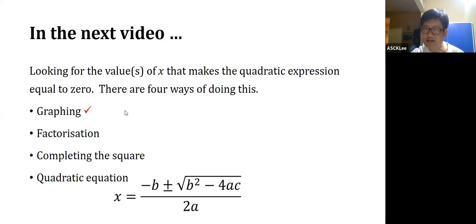Okay, so in the next webinar, not next video, next webinar, what I'll be doing is factorization. In the third one, we'll talk about completing the square. The fourth one, we'll talk about the quadratic formula. And for every one of these, I'll give you PDF files containing questions to work through. So make sure you work through them.